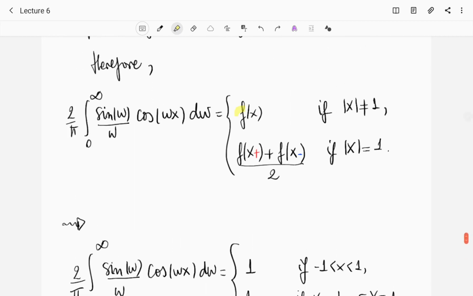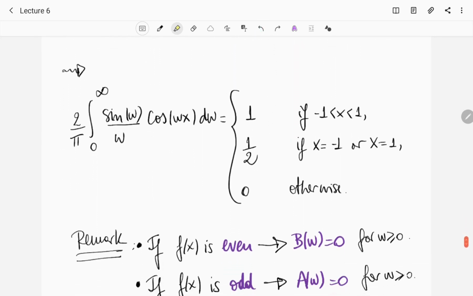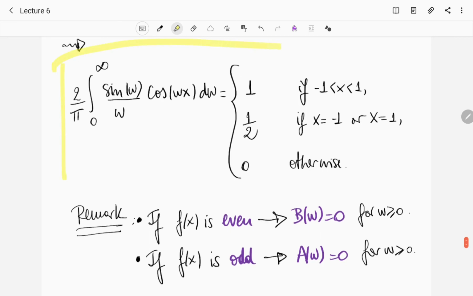Now, if we remember the definition of f, which is just the constant 1 in the interval -1, 1, and these guys for 1 and -1 we saw that are 1/2, and then the function is 0 otherwise, we have this other identity. So this improper integral is 1 in this case, 1/2 in this case, and 0 otherwise.